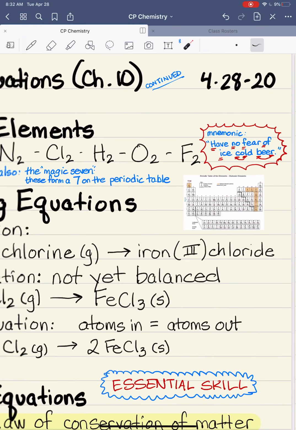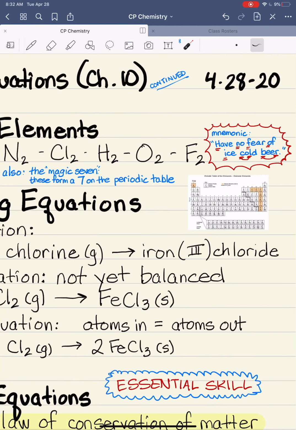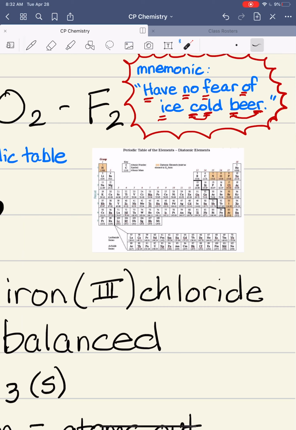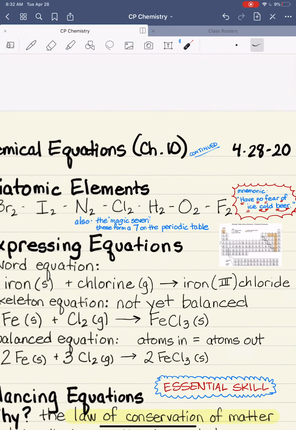Also, on the periodic table, these are often referred to as the magic 7, and the reason is they form a 7 on the periodic table. And you can see here's hydrogen by itself, and then here is the 7 that is suggested by the other elements. Of course, astatine shouldn't be in there, but maybe it is diatomic, and I'm just not aware of that. All right.